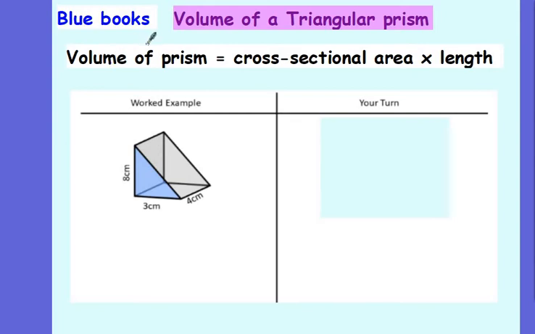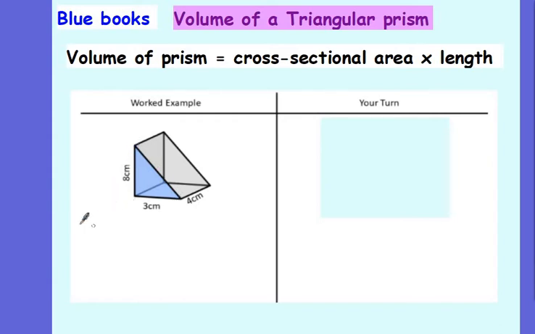Okay, Year 8, dark blue books out for me. Can you write the title Volume of a Triangular Prism? And underneath, can you write Volume of Prism equals cross-sectional area times length? Then pens down, eyes on me. I'll go through an example and then you're going to do an example. So this is why we revised the area of a triangle. It was to help us out with these types of question.